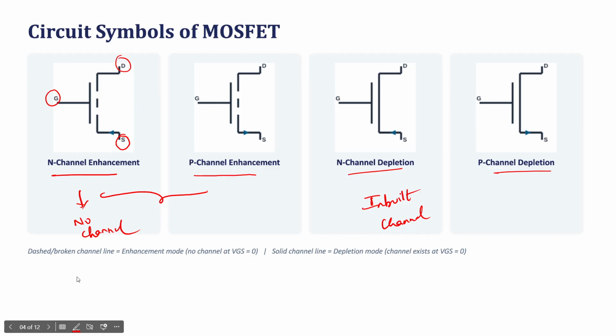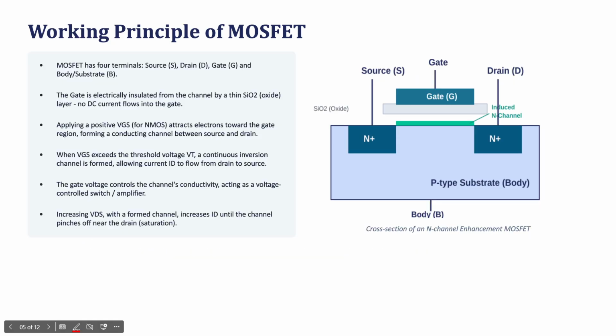There is a flow of current between the source and drain. That's why we prefer only the enhancement mode mostly rather than depletion. Coming to the working principle, the MOSFET has 4 terminals. What are the terminals? Source, drain, gate, and body.